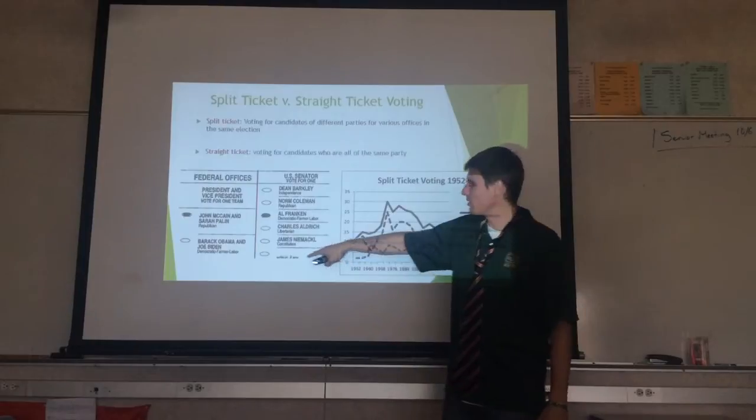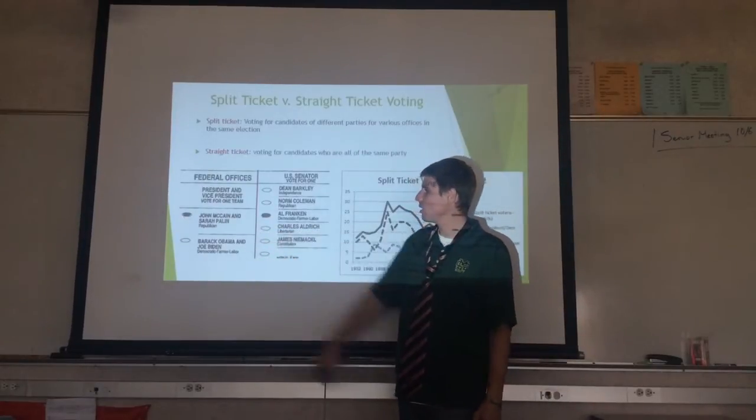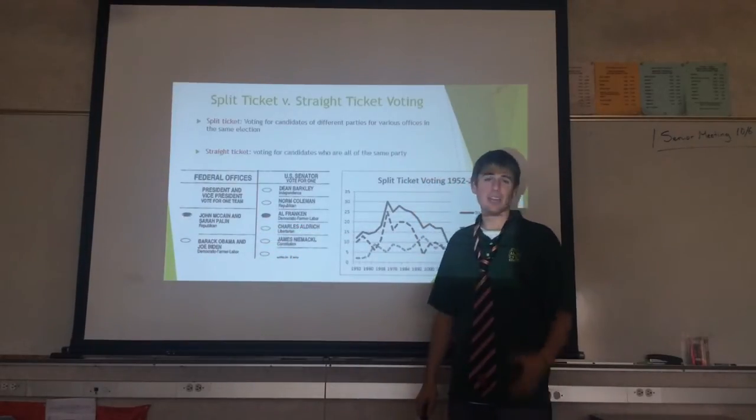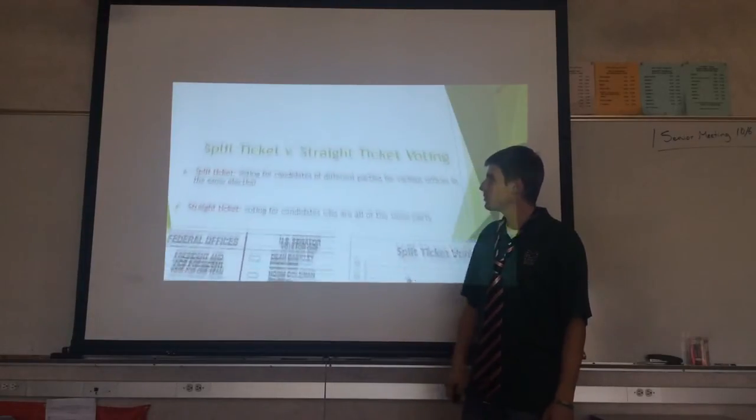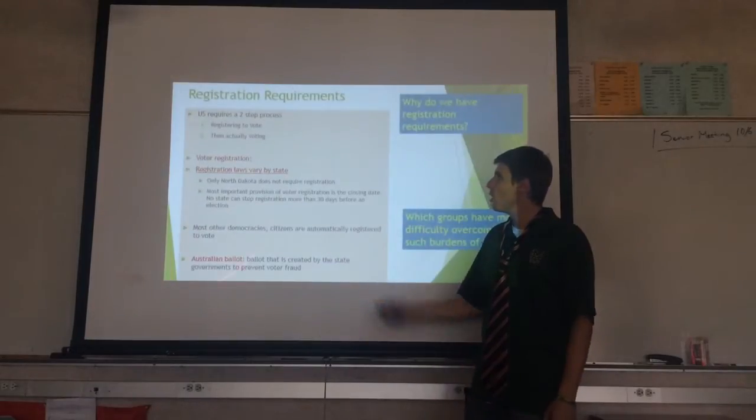So again, this would be an example of kind of split ticket. John McCain, the Republican Party, but I'm still voting for the Democratic candidate, Al Franken, in the Senate. A little bit of vocab that you might see.